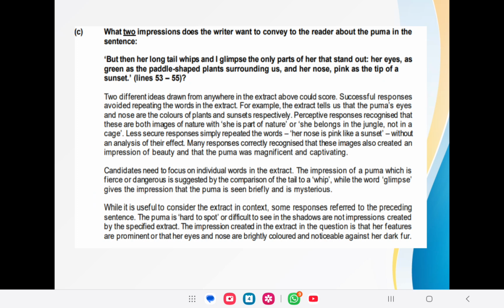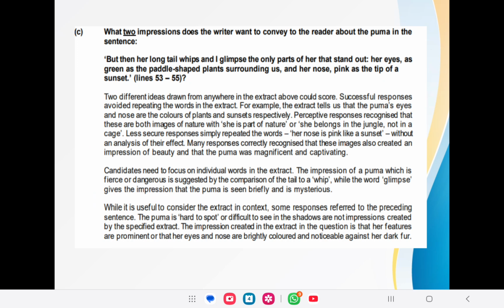Have a look at this. Two different ideas drawn from anywhere in the extract above could score. Successful responses avoided repeating the words in the extract. So that's why I have taken this extract from the examiner report.